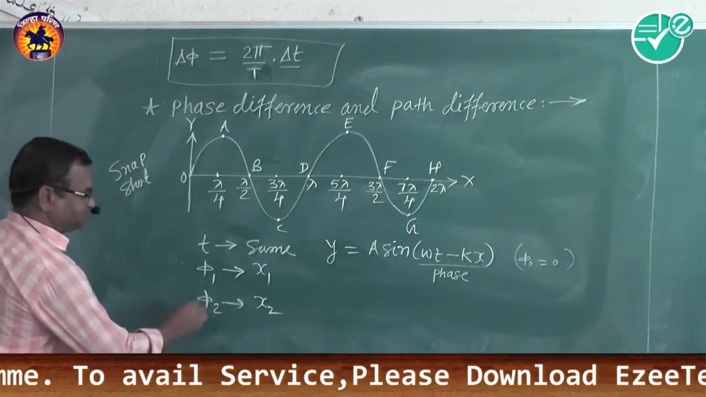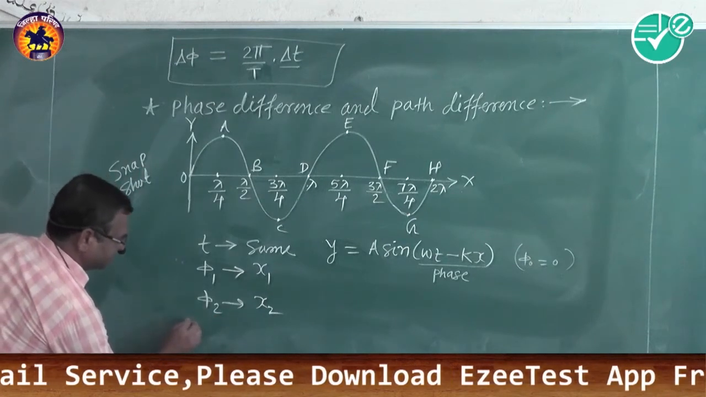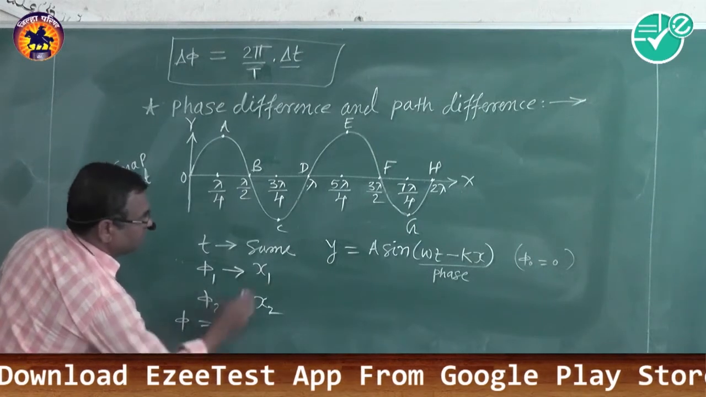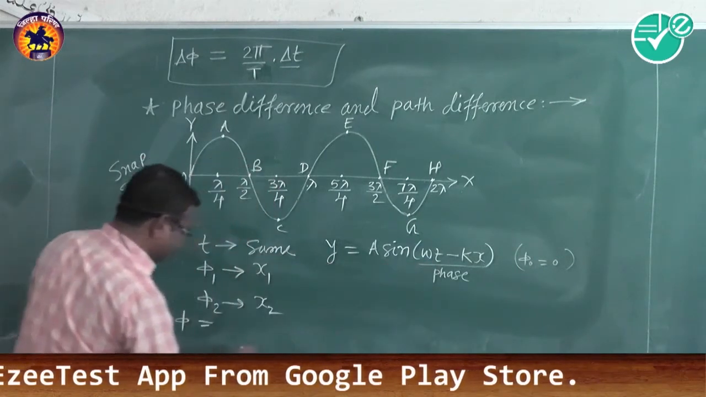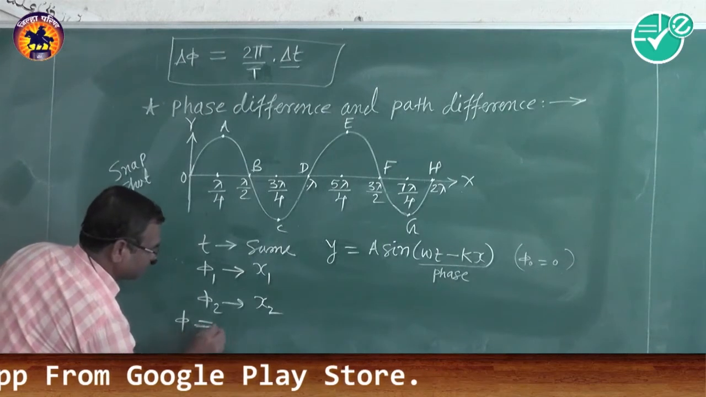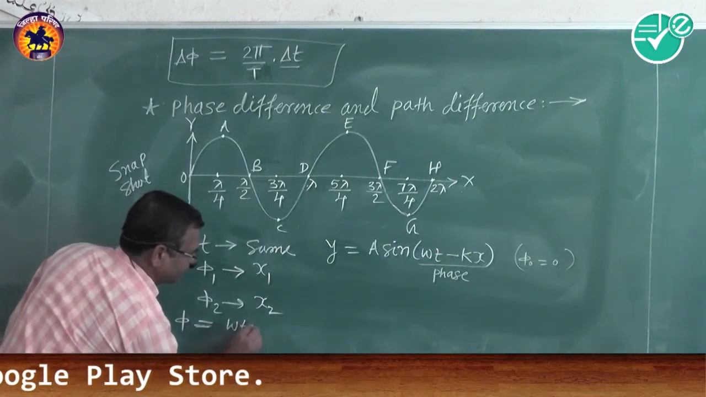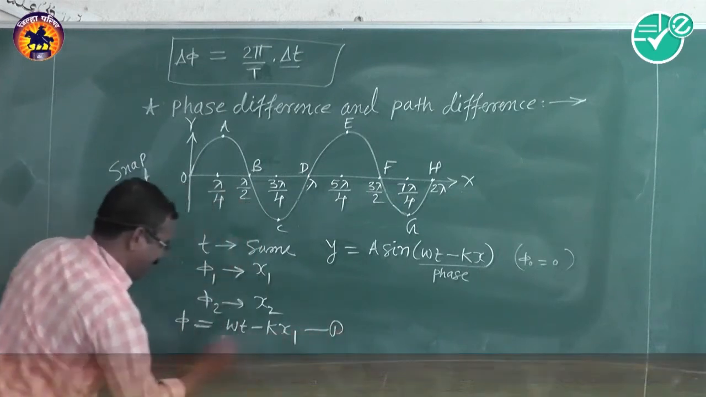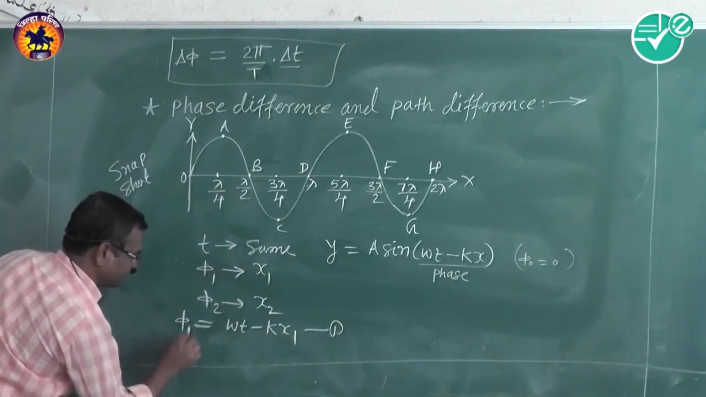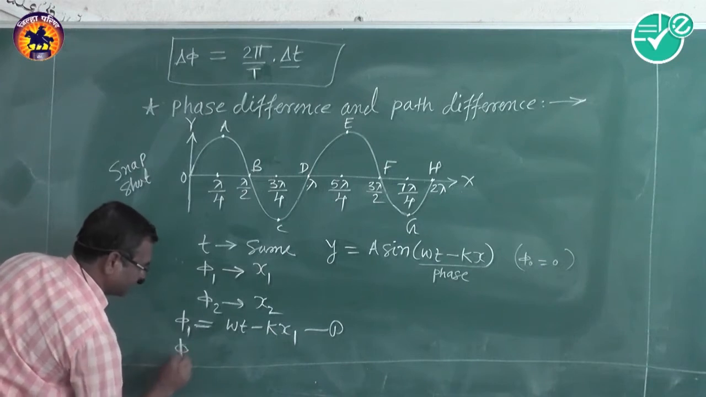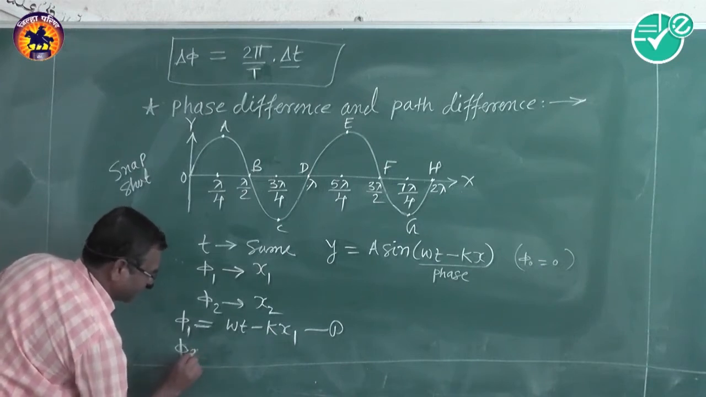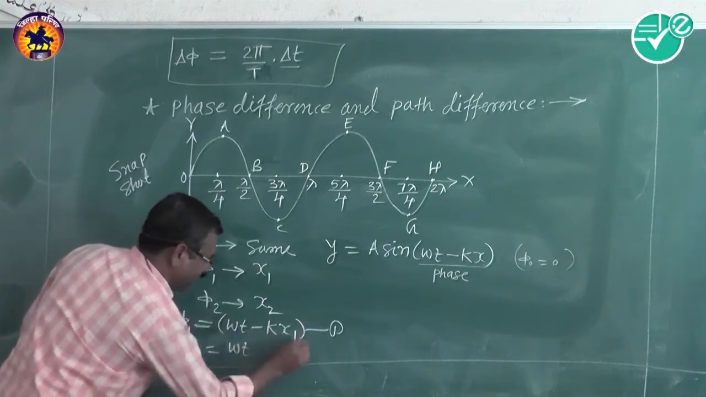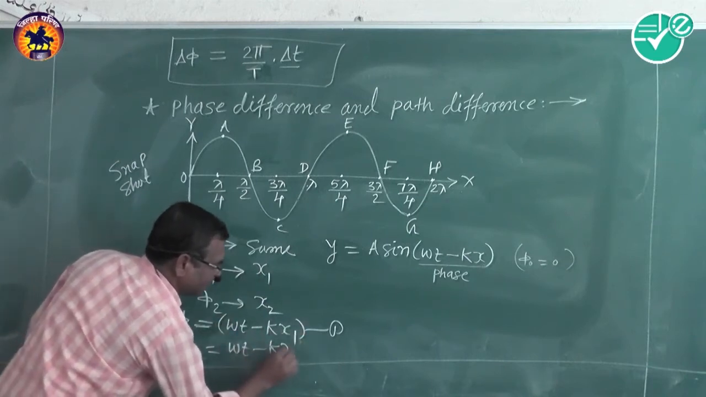Therefore, since the time is same, phi 1 is written as phi 1 is equal to omega t minus kx1, equation 1, and phi 2 can be written as omega t minus k into x2.